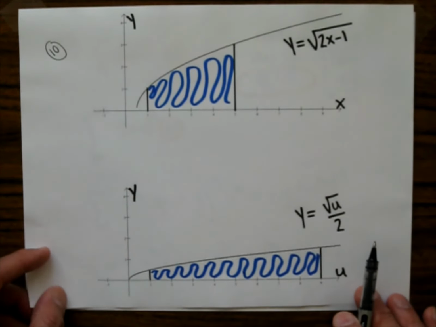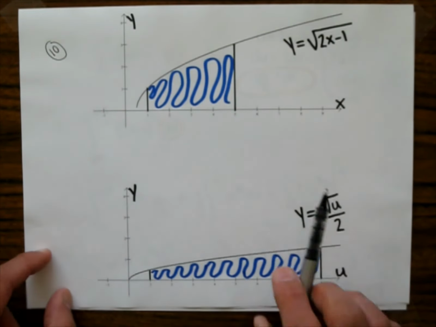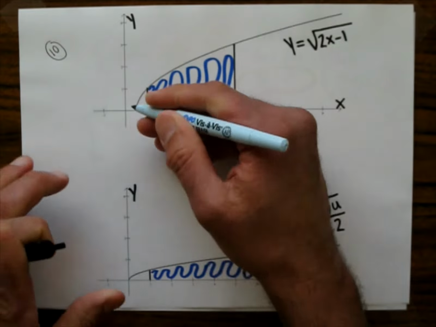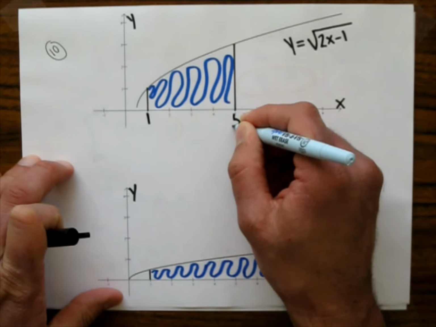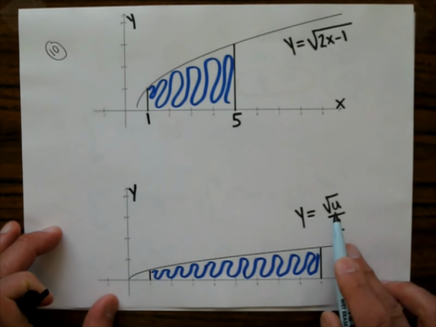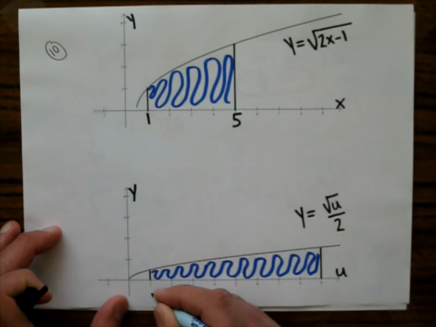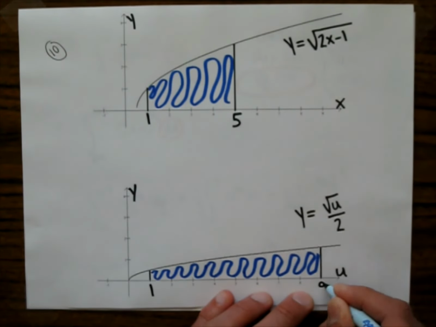Here they are. Here's the original one, and we went from 1 to 5. I know that looks kind of small, so let me say this is 1, this is 5. And then when we did our u substitution, we had a different function, which is square root of u over 2, which I'm treating as the x, and now we're going from 1 to 9.